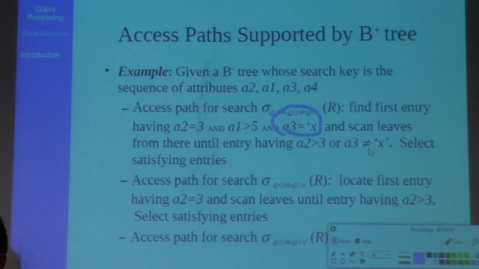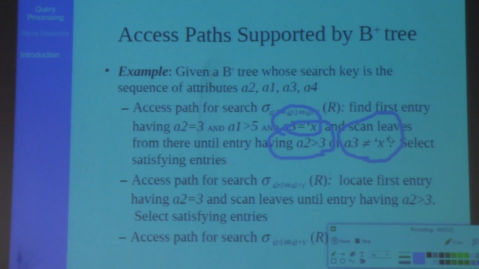When we start, we know that from now on A1 is greater than 5, so our concern is A1, because we are searching after A1. We start from this point, looking at each record. As soon as we find a record that does not match, with A2 not equal to 3 or A3 not equal to X, we stop the search.